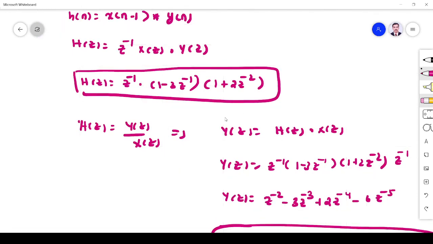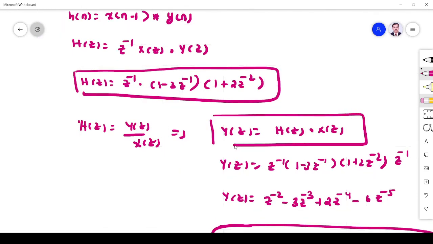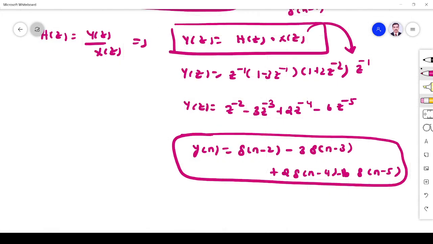So Y(z) is equal to X(z) into H(z). For this input, what is my output? That's what they asked. If the input is δ[n-1], X(z) is z^-1, and H(z) I got already. Substitute this and get the answer. That's what you are getting here. Thank you.